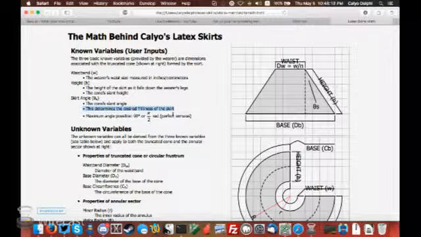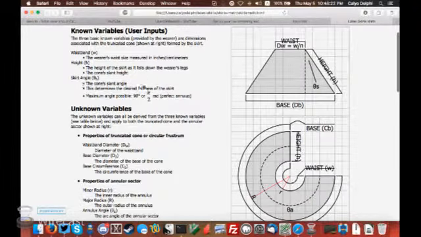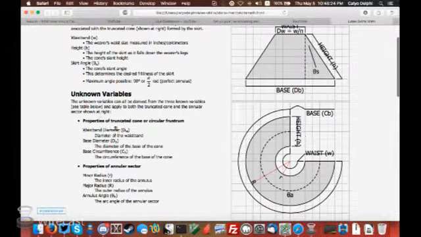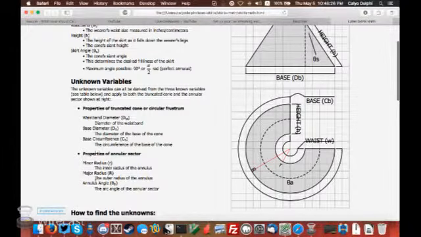And so from there, I just had to take these three measurements and turn them into everything else, all of these unknown variables, so that way I could properly calculate the dimensions of the pieces that I would need to cut from a flat sheet of latex and be able to glue them together.